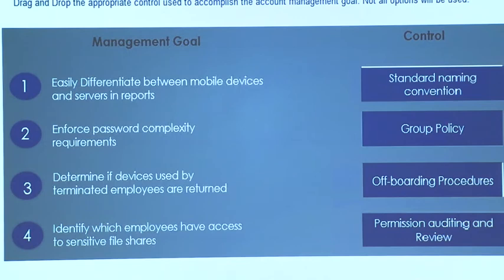Anytime we have a terminated employee, this is an offboarding situation. They're walking out of our office either with a phone or a computer that might have data on it. It's important for us to make sure that that information is being removed from their system or that those devices are being returned to us. And the last choice that we have, identifying which employees have access to sensitive file shares, we're going to review the permission auditing files that we have. So we take a look at any permissions that are on the system and make sure that people have the right permissions to get into something.